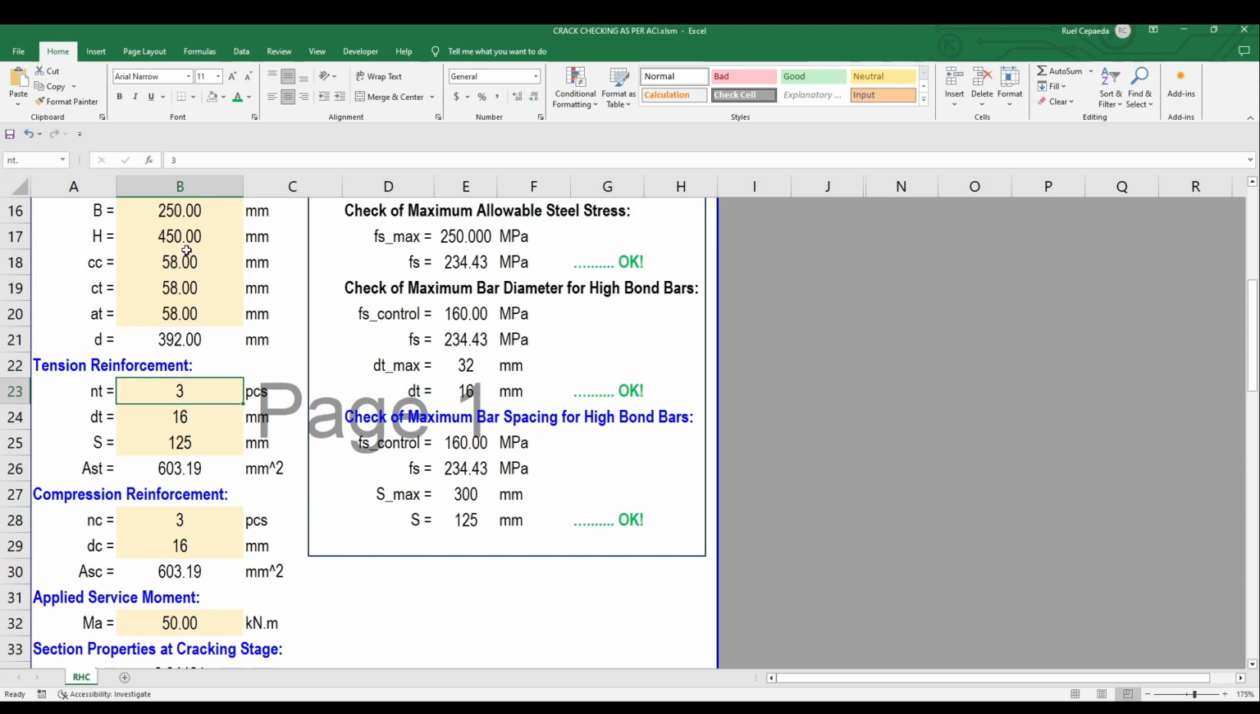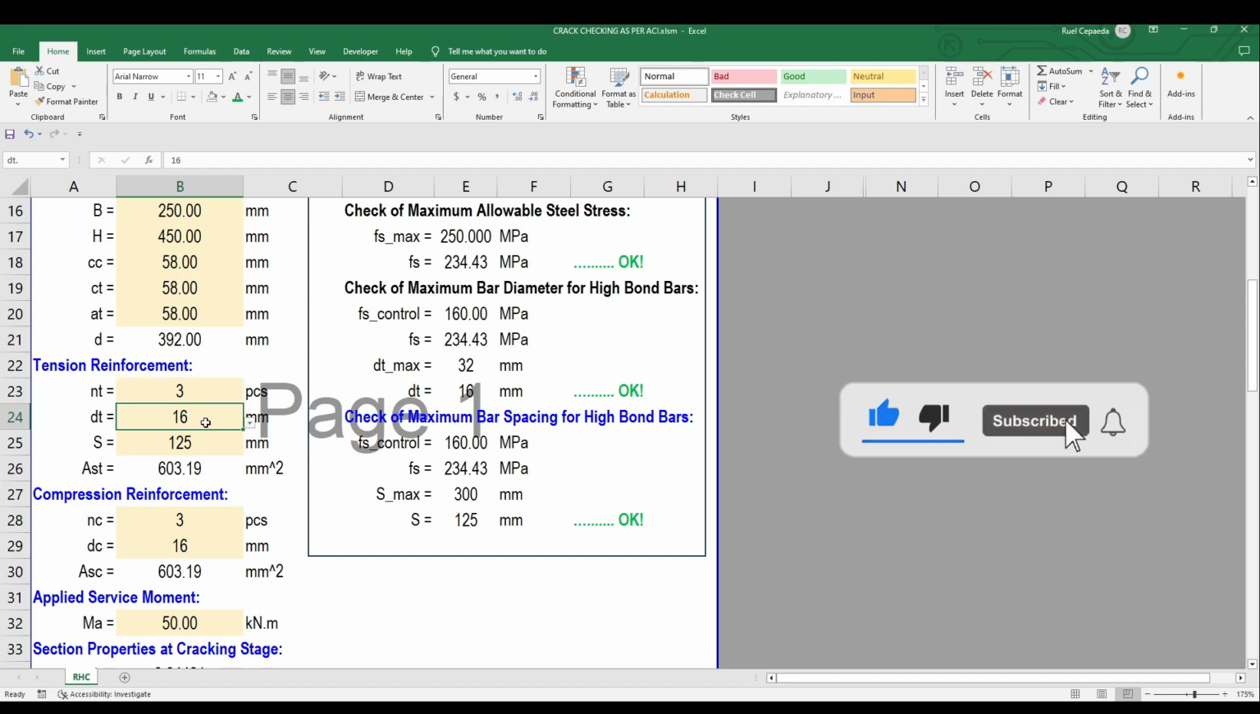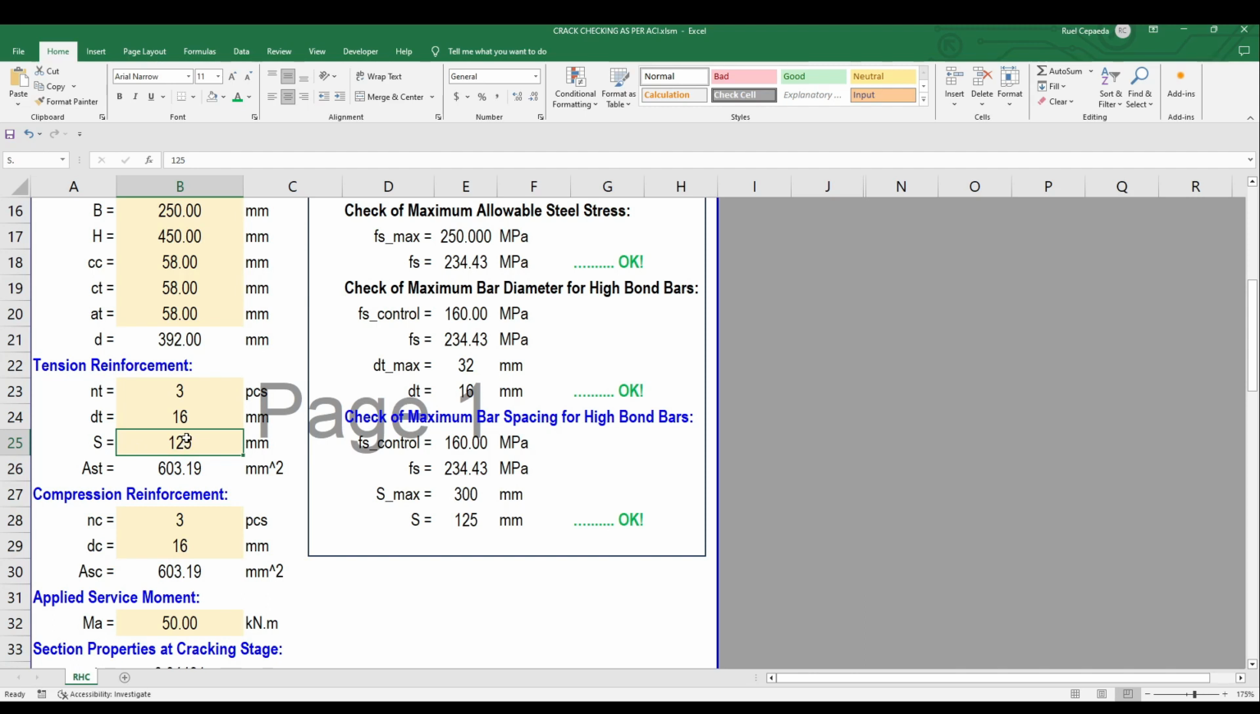For the tension reinforcement, let's say Nt, this is the quantity of the tension rebar. Then, of course, the diameter under the tension part. Then the spacing, this S is the spacing between the main bars, the center-to-center distance. Then As is the total gross area of the rebar, so just get the area of the rebar, then multiply by the quantity.